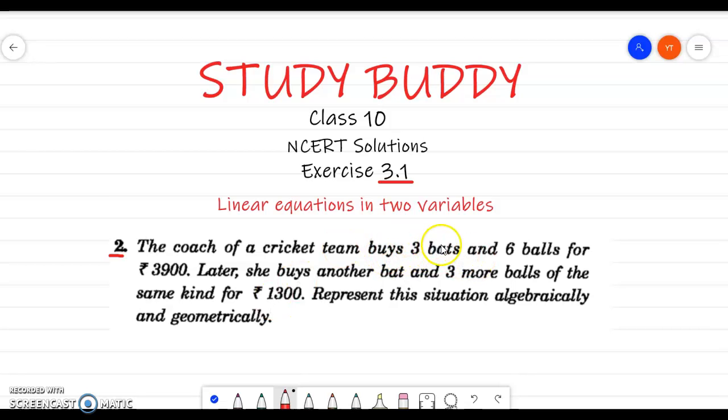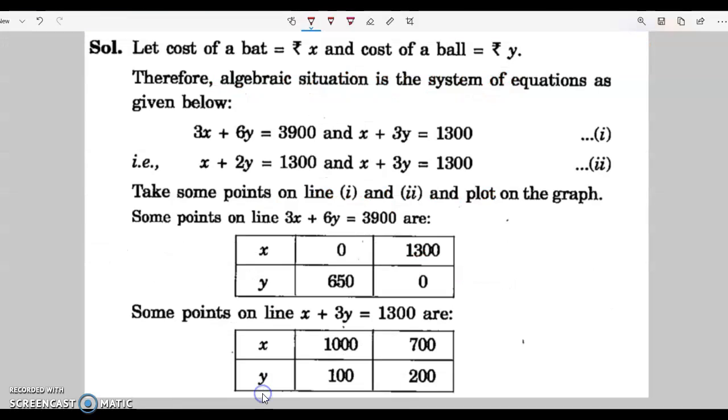So they have given us that a cricket coach buys 3 bats and 6 balls for 3,900 rupees, and another bat along with 3 balls for rupees 1,300. We have to represent this situation algebraically and geometrically. First, let's represent it algebraically.